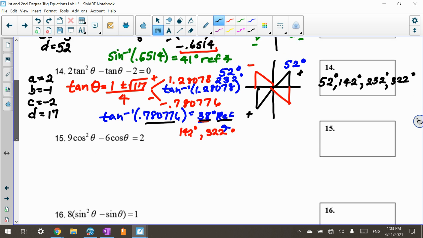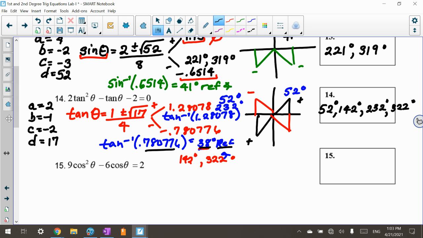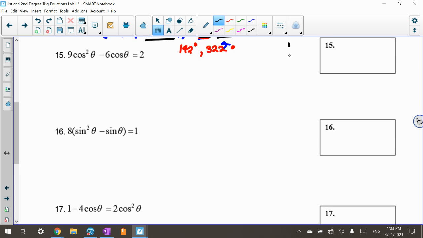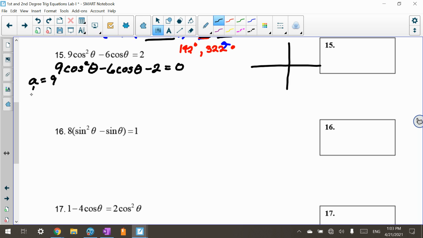Let's try one more on this video. Let's try 15. I hope I'm not pushing it. I just like to, and you can always look through this. Let's do 15. So I have 9 cosine squared theta minus 6 cosine theta equals 2. I see that it's squared, so I'm going to move over my 2. Minus 2 equals 0. I'm going to stack and rack and say A is 9, B is negative 6, C is negative 2, D comes out to be 108 when I do my B squared minus 4AC.